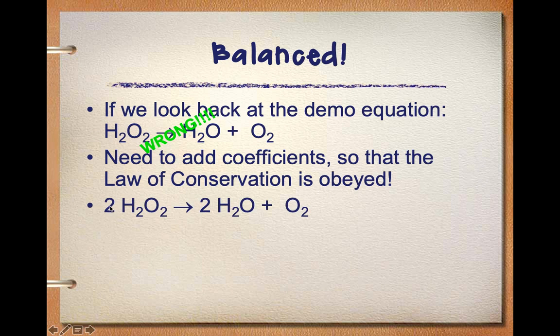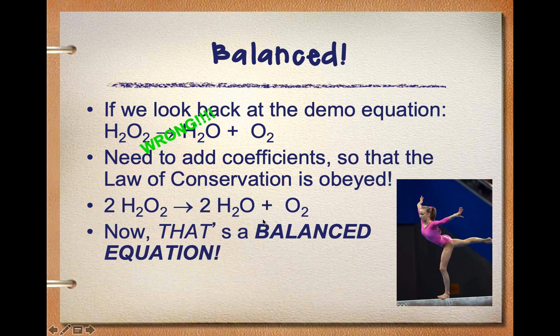So look, I put coefficients in front. Now look at this. 2 times 2 H's is 4. 2 times 2 H's is 4. So that's good. 2 times 2 O's is 4. And then I have 2 O's here plus 2 more. That's 4 O's. So now that is a balanced equation.